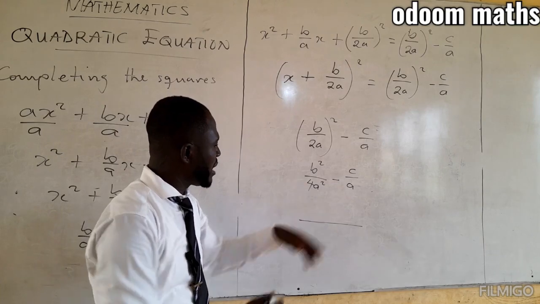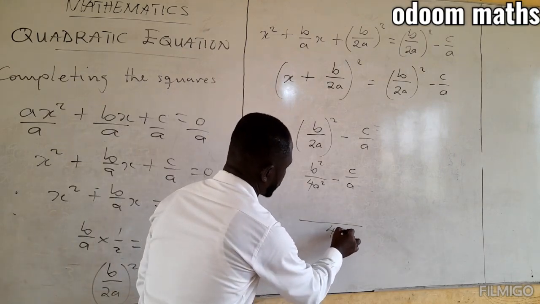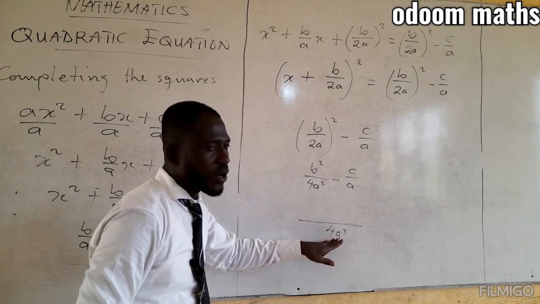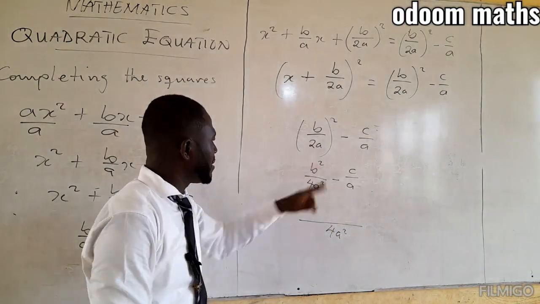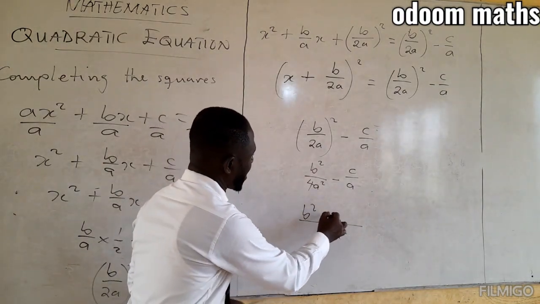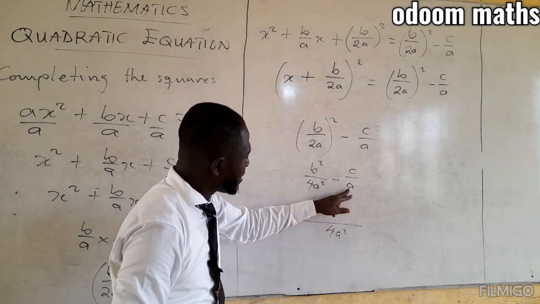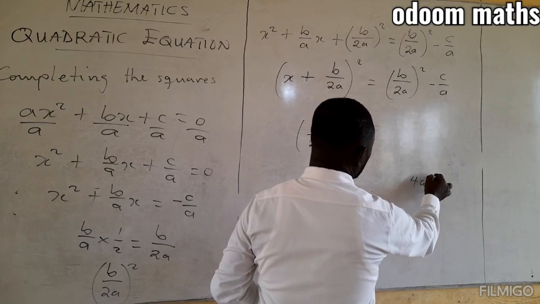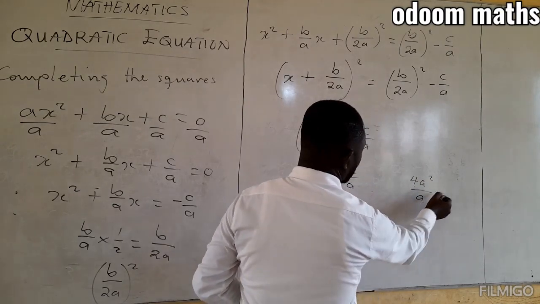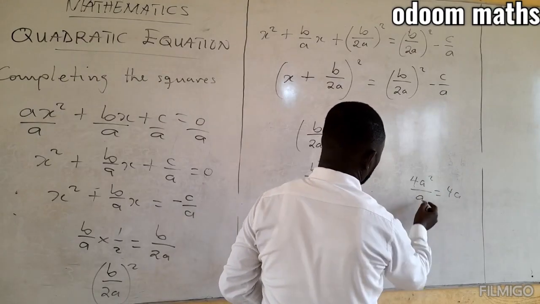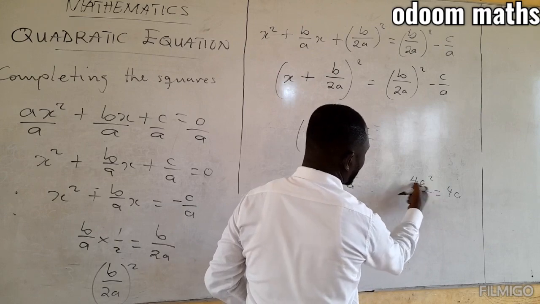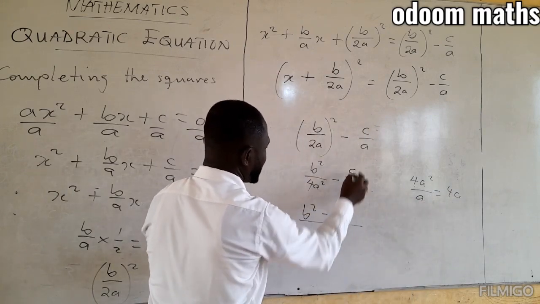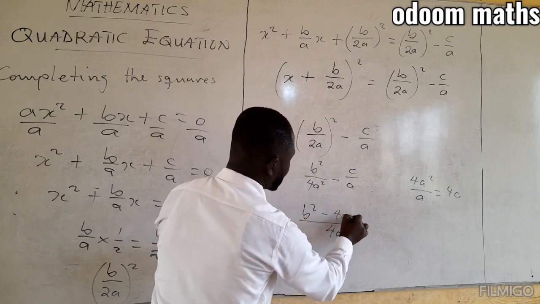So the LCM here is 4a squared. Now 4a squared divided by 4a squared will be 1. 1 times b squared becomes b squared, minus, dividing 4a squared by a, just like 4a squared over a, so that is going to be 4a. So this a will cancel one of these a's, so 4a. Okay, so 4a times c becomes 4ac.